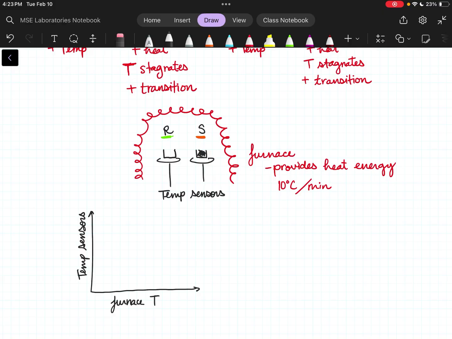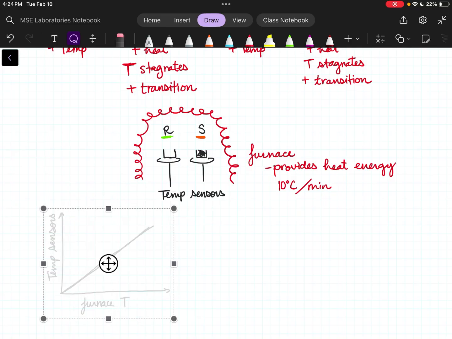I know that the furnace temperature is increasing linearly, right? It's increasing at some well-known rate, 10 degrees per minute being common. Assuming that there is nothing really going on here, the temperature sensors are also going to see pretty much the exact same increase in temperature. They're going to follow each other, whether that is the reference or the sample. I add 10 degrees Celsius extra energy to the system, and the temperature sensors say, yes, you did. So we've got a very close match here.